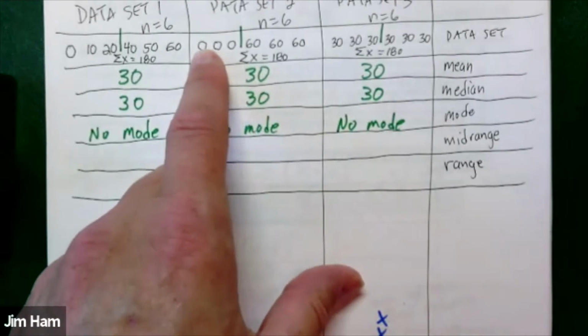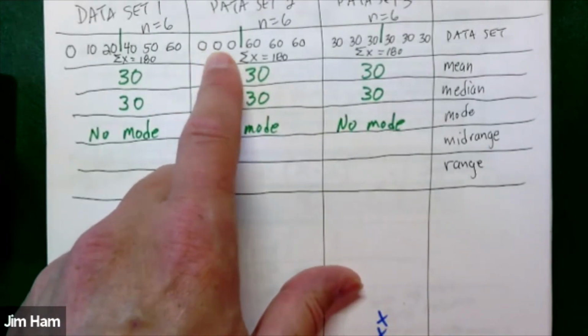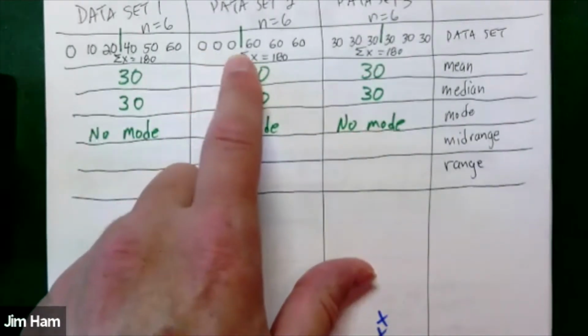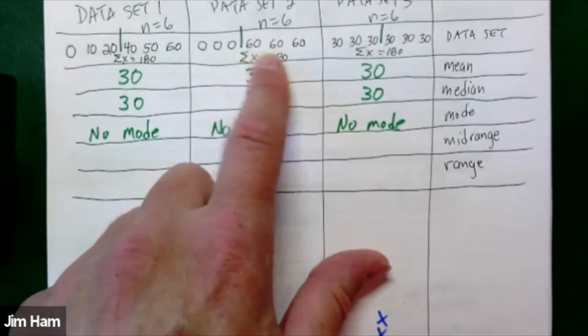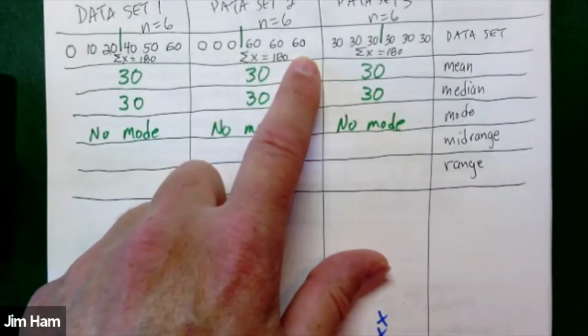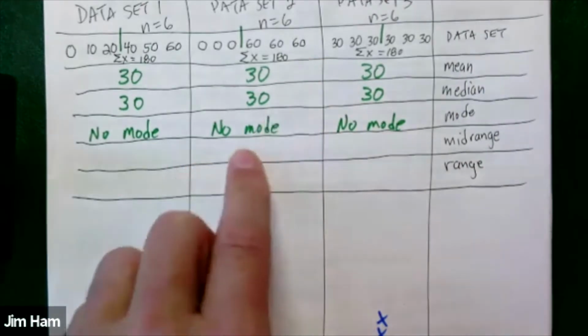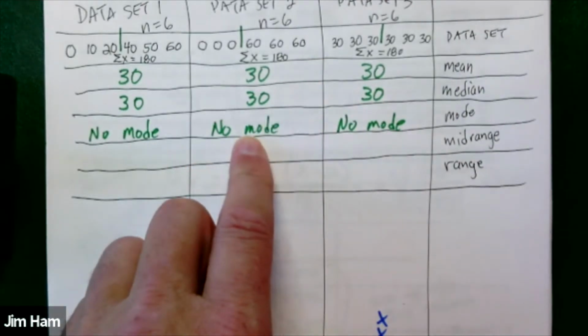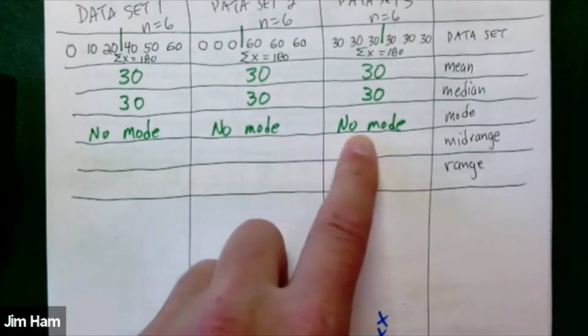The more subtle ones are these 2 here. That 0 right there occurs 3 times. That 0 occurs 3 times. That 0, 3 times. In all of the 60s, they occur 3 times. There is no data value that appears more than any other data value. So we say no mode. But I think if you said 0 and 60, you're kind of getting a sense of what the mode is.